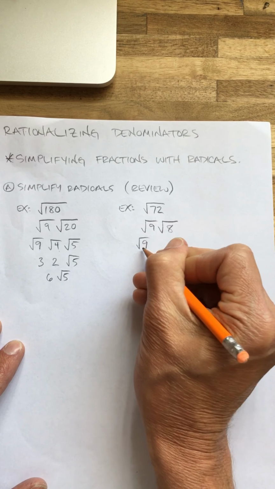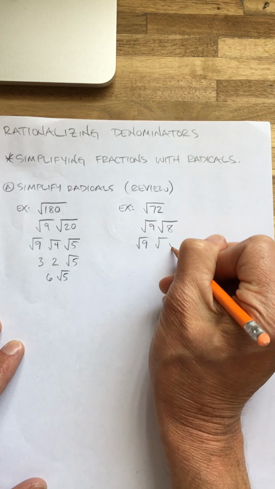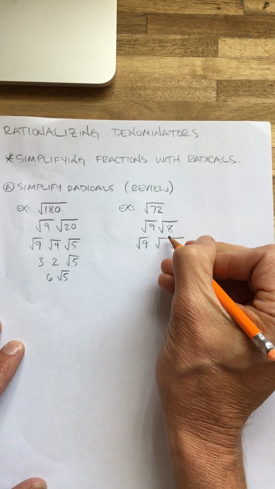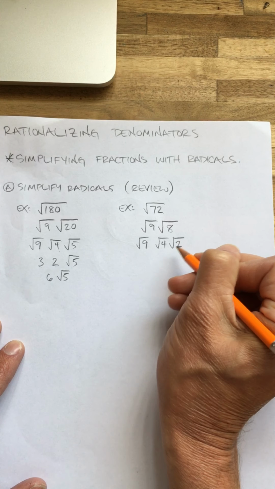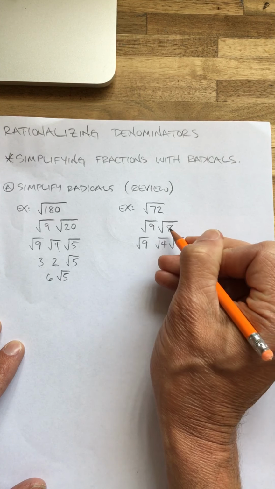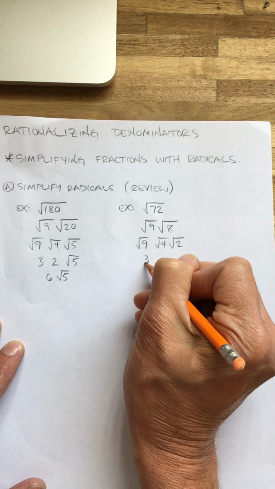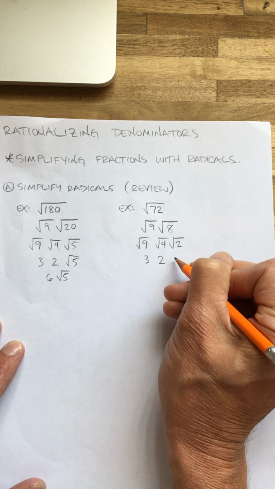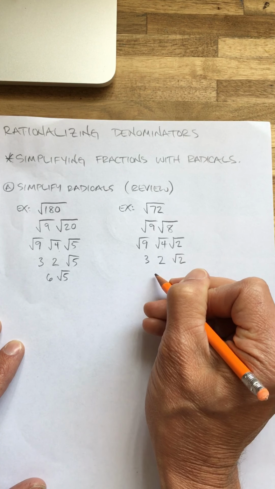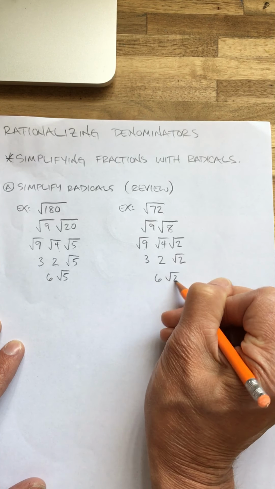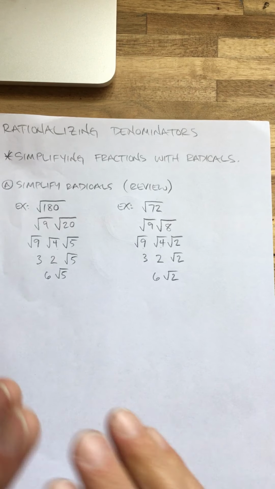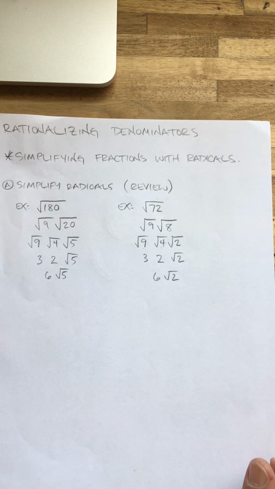Rewrite the 9 as the square root of 9, and then 2 square roots for the 8, for the square root of 8, okay? 4 times 2. Square root of 4 times square root of 2 equals square root of 8. And now look, perfect square, perfect square. So this is 3, this is 2, and this stays square root of 2, and we get 3 times 2 is 6 square root of 2. Okay, so that is just review.